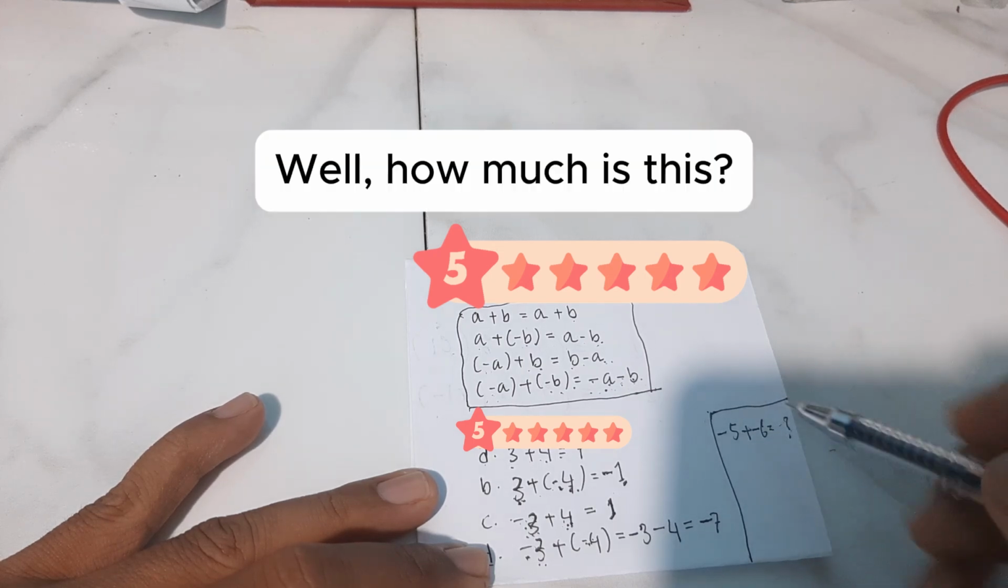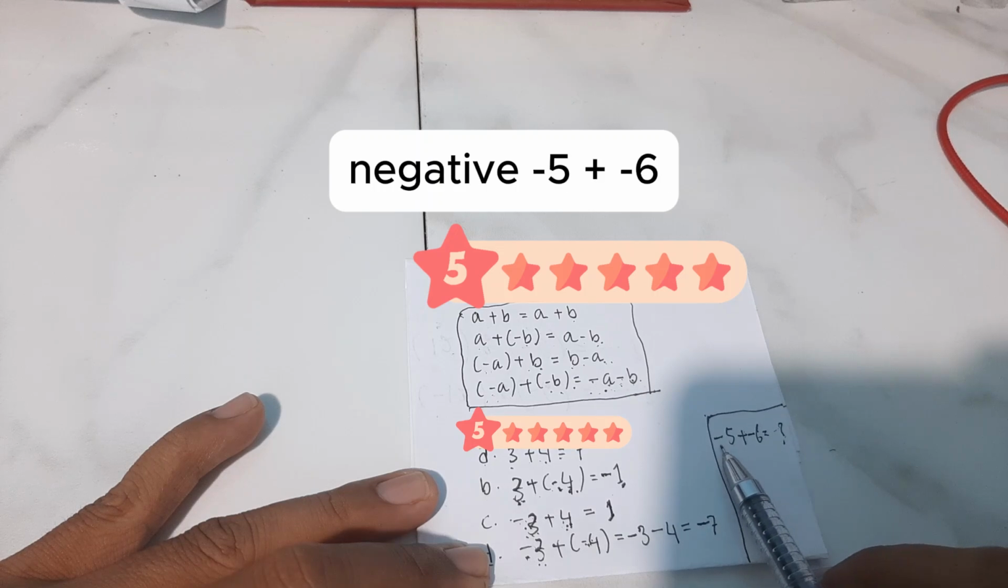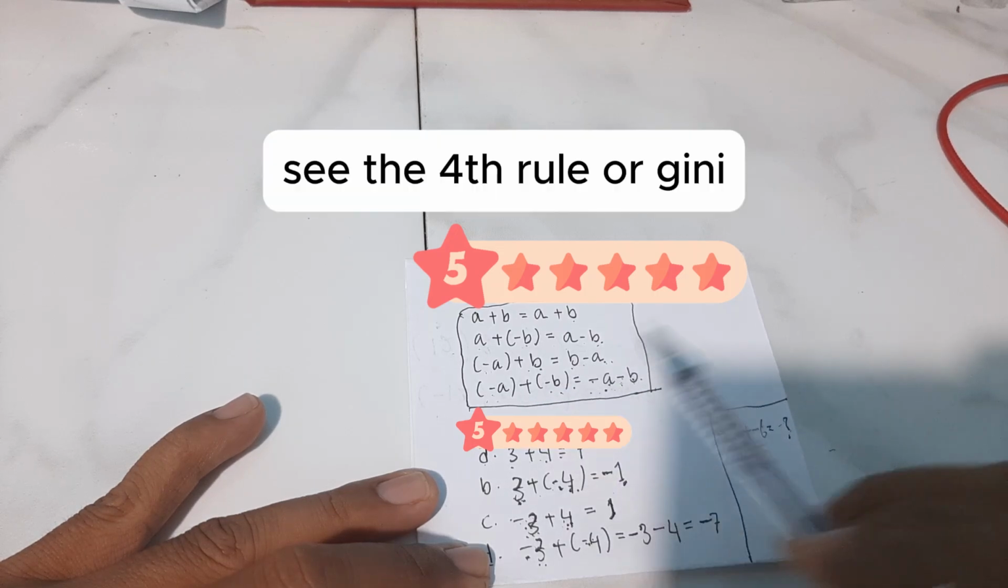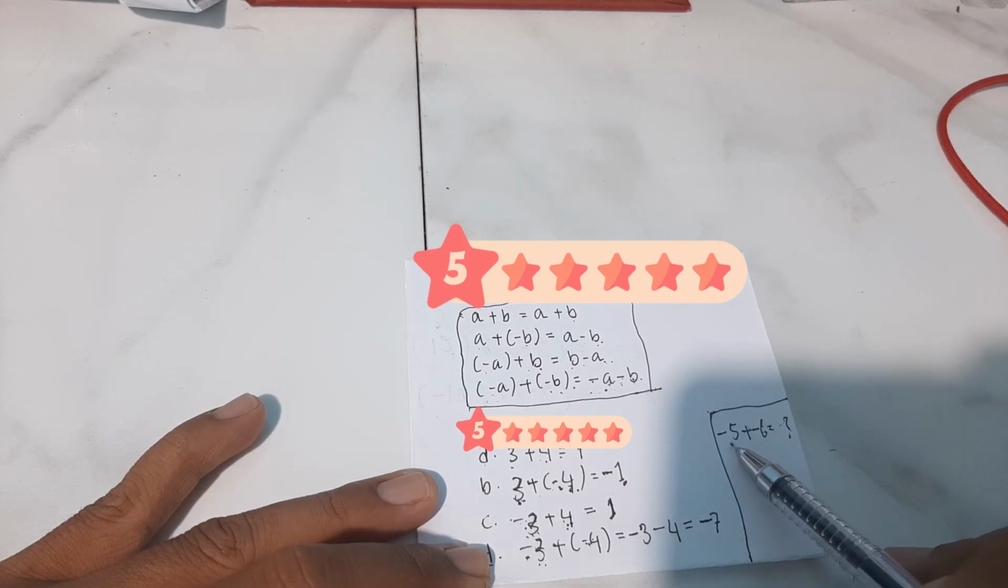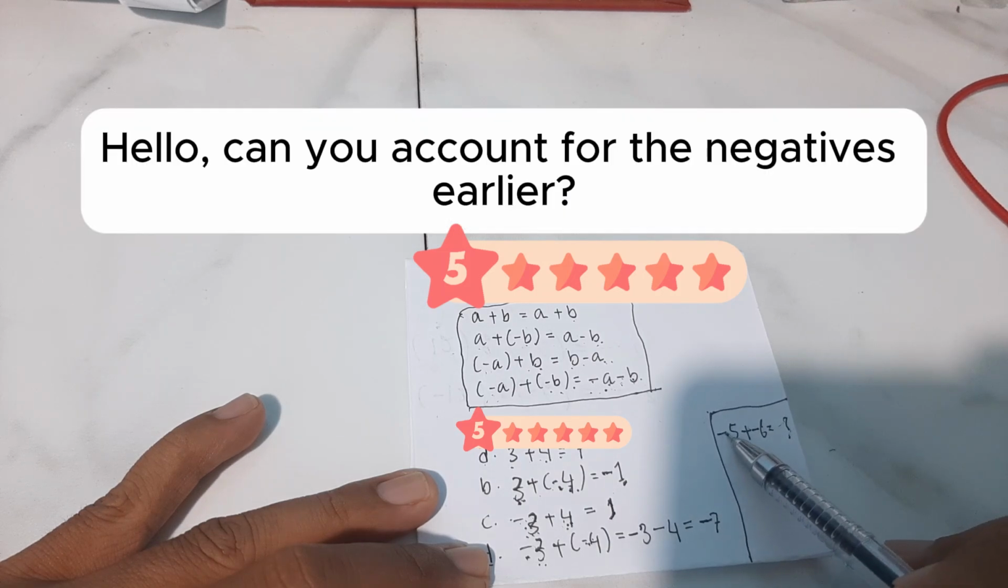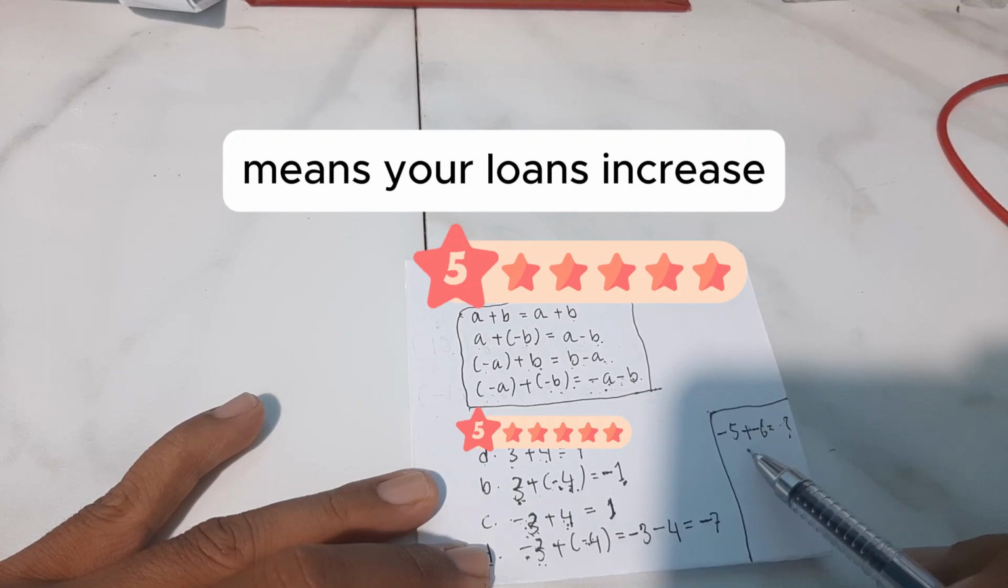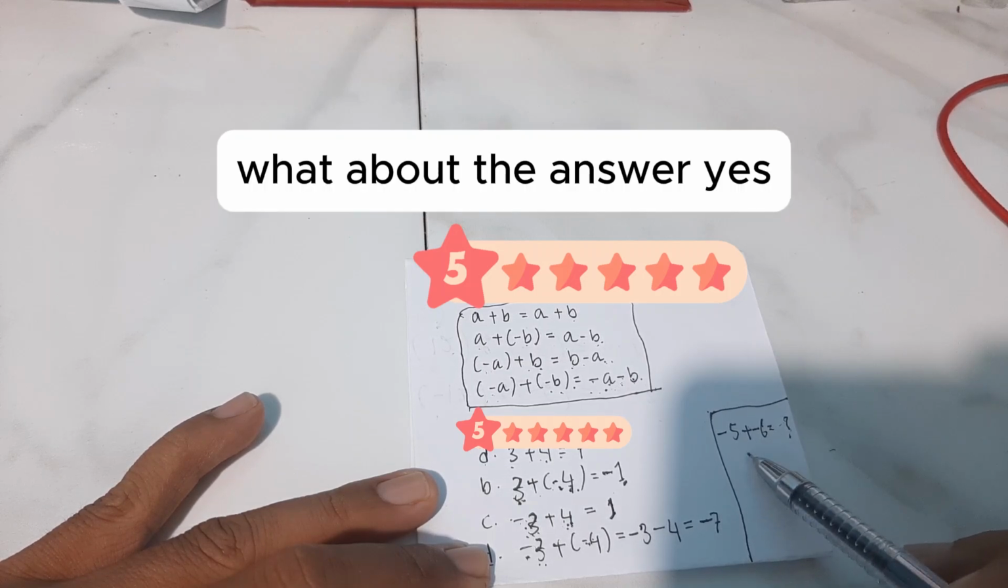Well, how much is this? The answer is yes. Negative -5 plus -6. See the fourth rule. It's easier. Can you account for the negatives earlier? Debt or borrow. Borrow 5 then borrow again 6. It means your loans increase. What about the answer, yes?